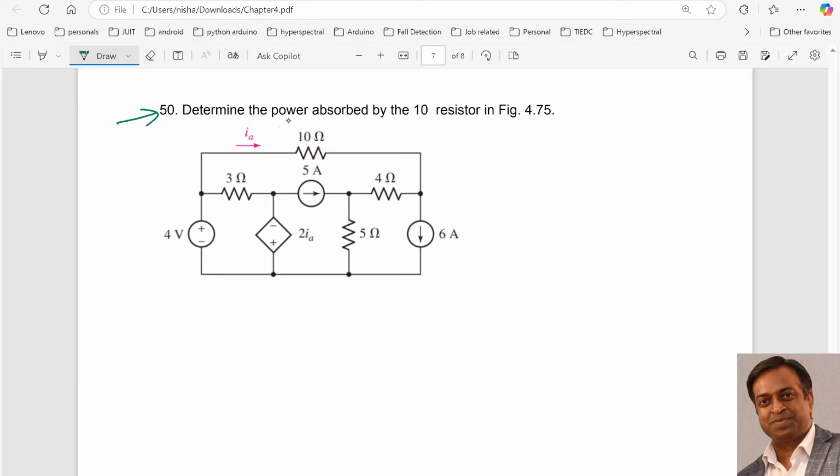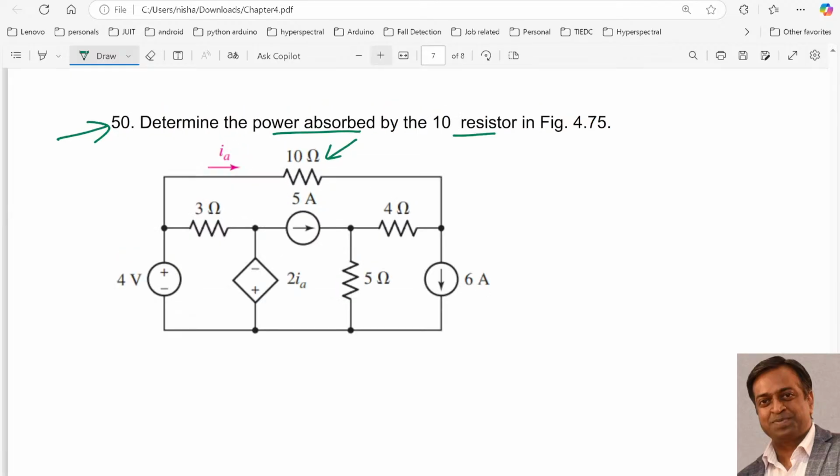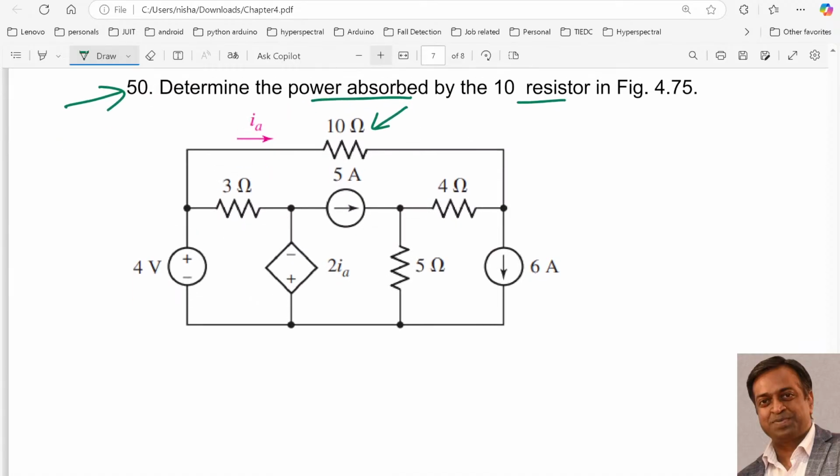Over here we need to determine the power absorbed by the 10 ohm resistor. The 10 ohm resistor is this one. Since we have loops, we will solve this with mesh analysis. To do that, we will assume the loop currents: let it be I1, let it be I2, let it be I3, and the last one, let it be I4, right?